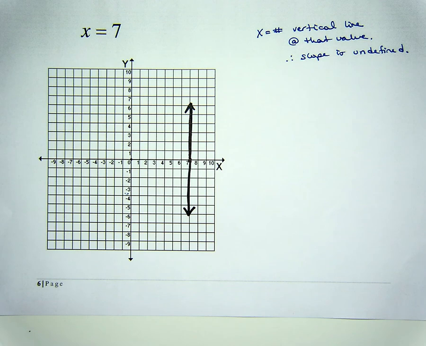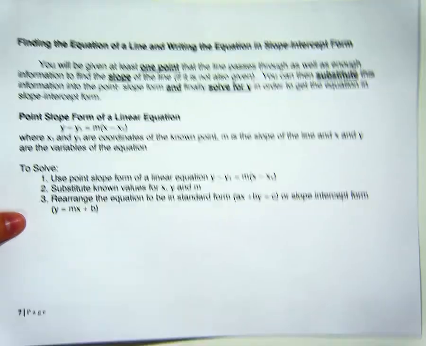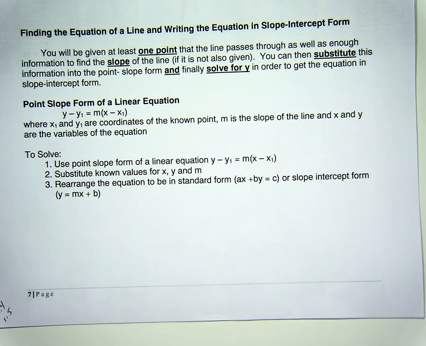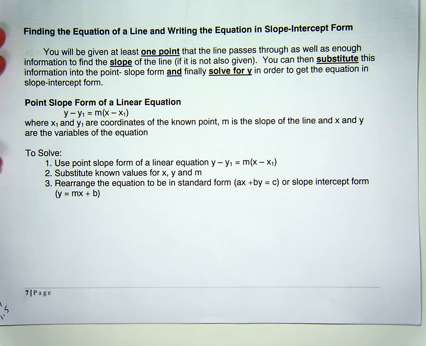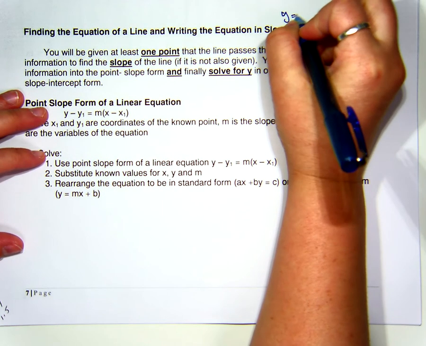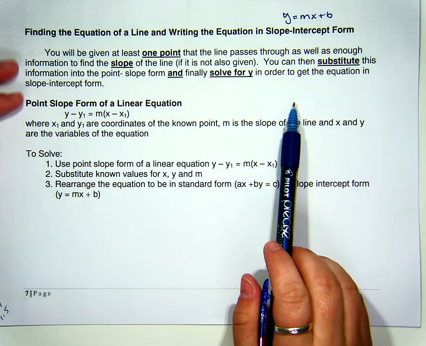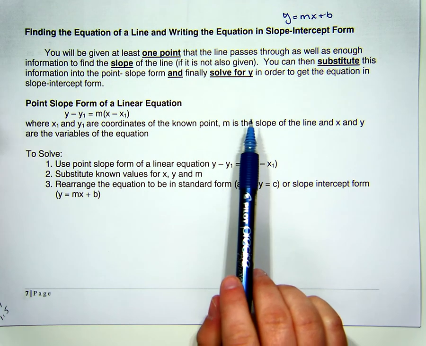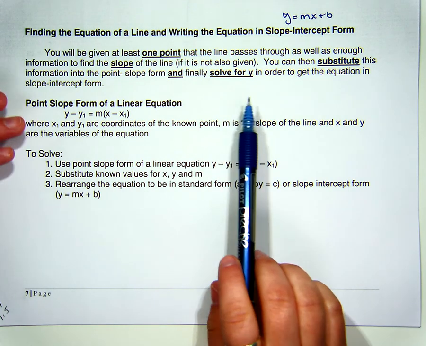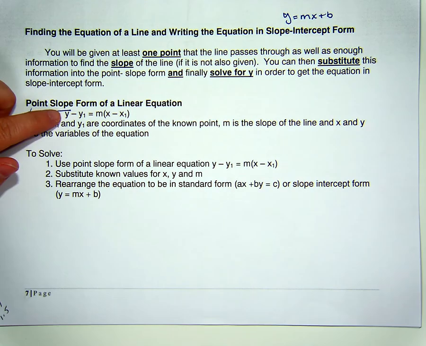Okay. Now let's say we want to find the equation of a line, working with those parallels and perpendiculars. So, now, finding the equation of a line and writing the equation in slope-intercept form. Now remember, slope-intercept form is the y equals mx plus b that we just talked about. First, you will be given at least 1 point that goes on the line. Then you'll also be given enough information to find the slope if the slope is not already given to you. Once you have a point and a slope, you plug it into point-slope form, and we can then find the equation of the line that we're looking at.